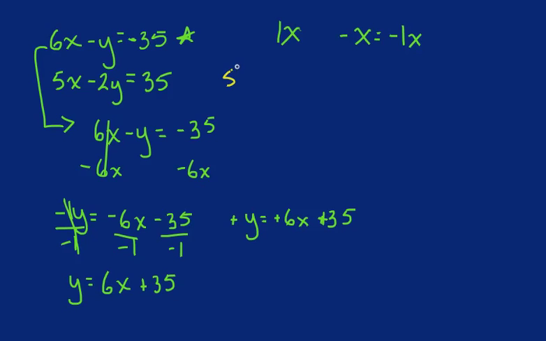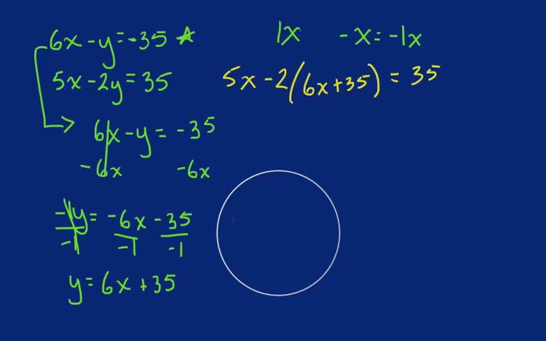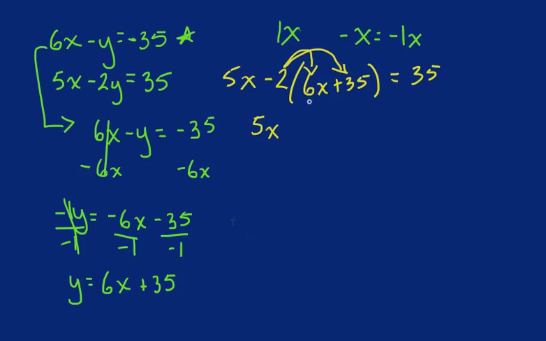So now you have 5x minus 2, and you have to substitute the y, so you plug in the 6x plus 35, equals 35. And now we want to solve for x. I'm going to clean some stuff up here just so we have room to work. So you want to distribute that negative 2. You're left with 5x, negative 2 times 6x gives me a negative 12x, and then negative 2 times a positive 35 gives me a negative 70, is equal to 35.